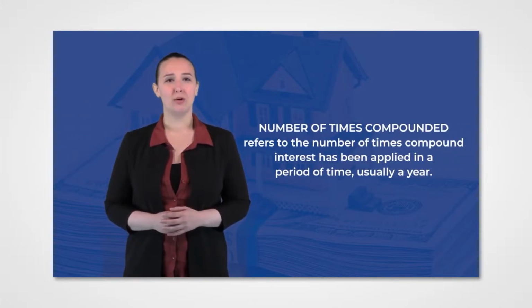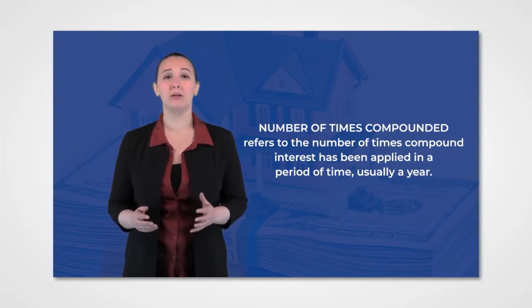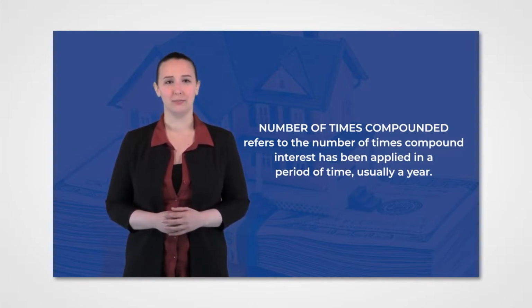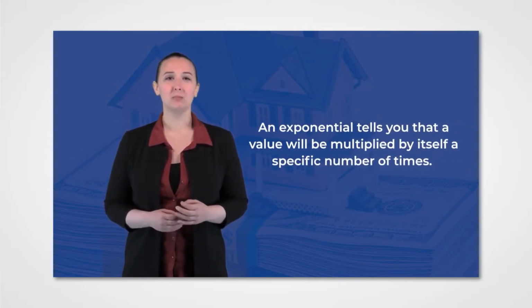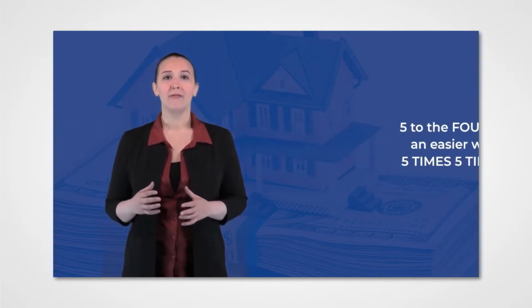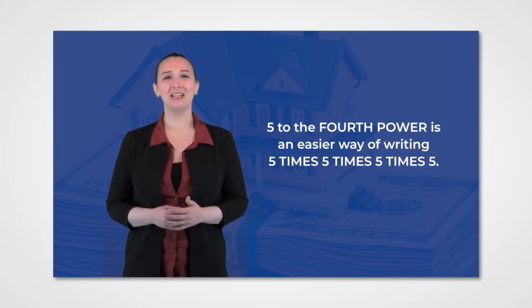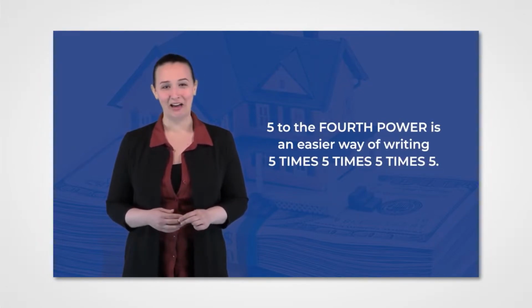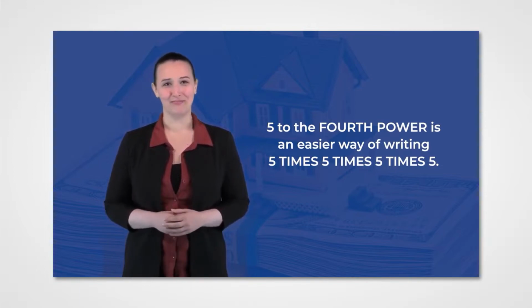Number of times compounded refers to the number of times compound interest has been applied in a period of time, usually a year. Now, don't be scared of that little n number hanging off the side of the 1 plus I. That's just an exponential. An exponential tells you that a value will be multiplied by itself a specific number of times. 5 to the 4th power is an easier way of writing 5 times 5 times 5 times 5. Now, back to what we were talking about.